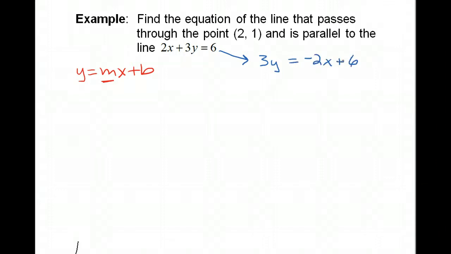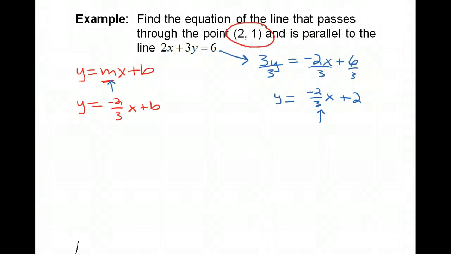If I solve this for y by subtracting 2x on both sides, and then I divide all the way through by 3, it looks like this is the equation y equals negative 2/3 x plus 2. Okay, so here's my slope. That's what's going to go in over here because they're parallel, and if two lines are parallel, that means their slopes are the same. So now I've got negative 2/3 x plus b.